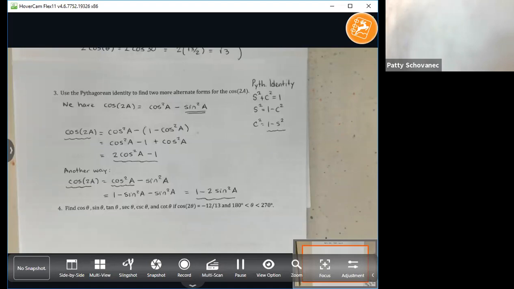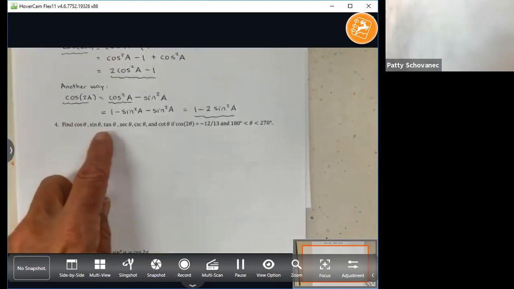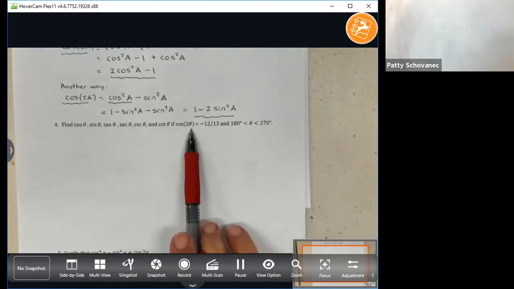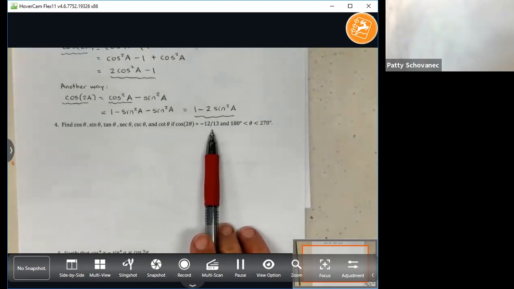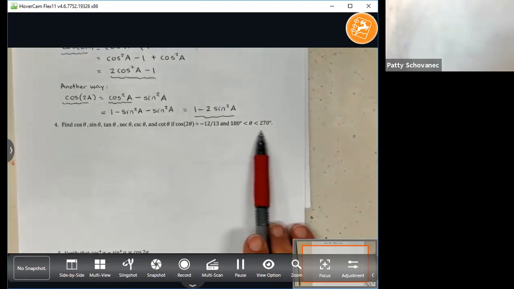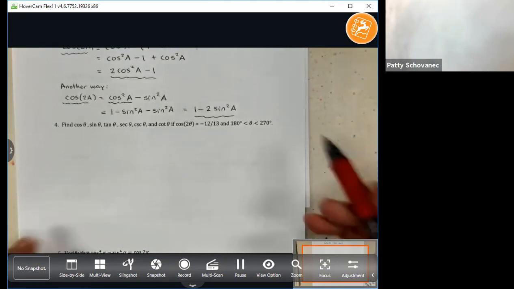All right, I'm going to scoot this up. I'm going to give you the value of the cosine of 2A and ask you to find the other 6 trig functions of the single angle. Actually, I used a theta. So find cosine, sine, tangent, secant, cosecant, and cotangent, our 6 favorite trig functions. If we know the cosine of the double angle is -12/13 and the single angle is in which quadrant? Quadrant 3.